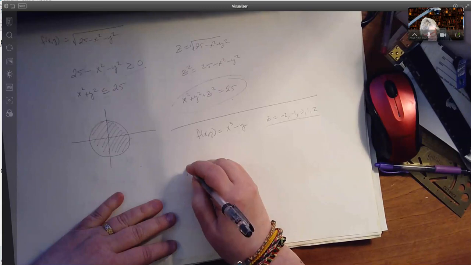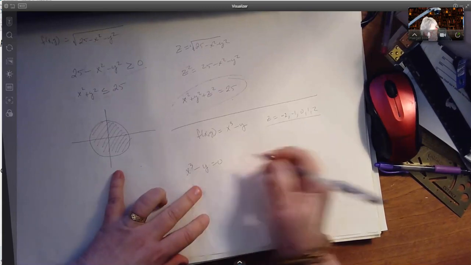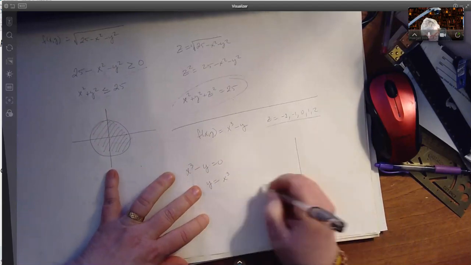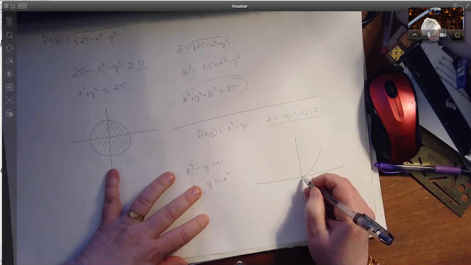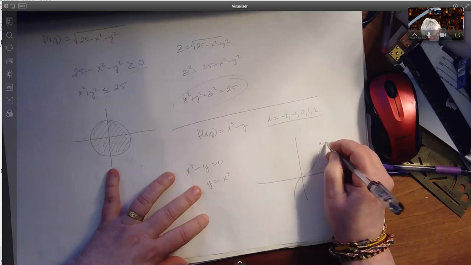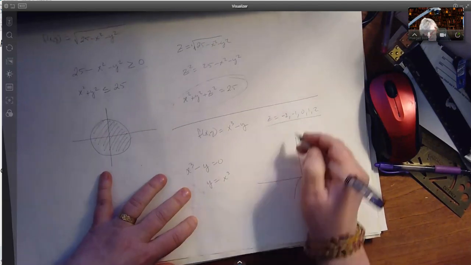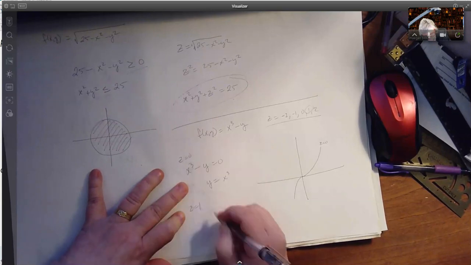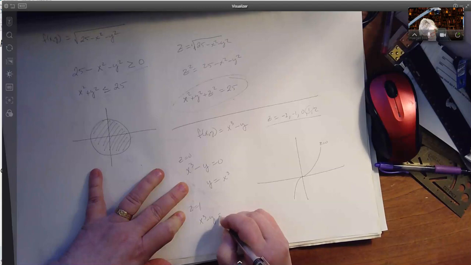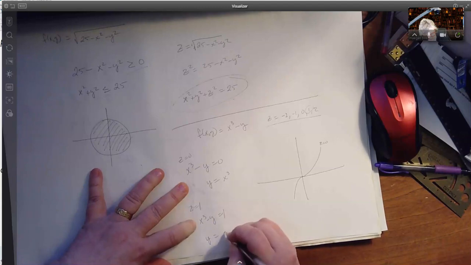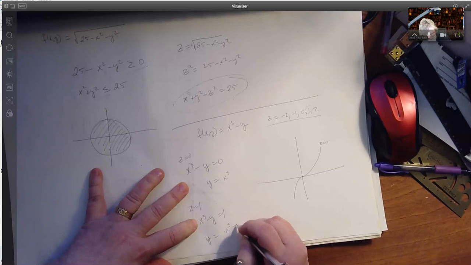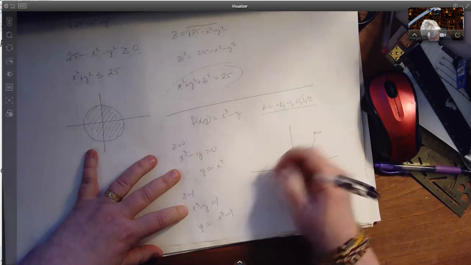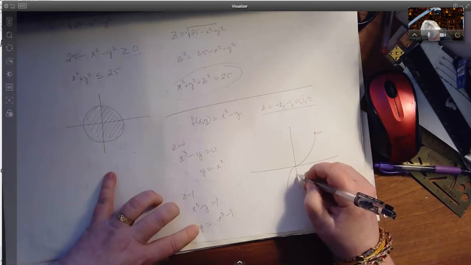Well, x cubed minus y is equal to, let's do the easiest one, 0. So that means y is equal to x cubed. Average cubic. If I have z equals 1, I have x cubed minus y is equal to 1. So y is equal to x cubed minus 1 if I solve for y, which is the same average Joe cubic, but it's shifted down by 1.